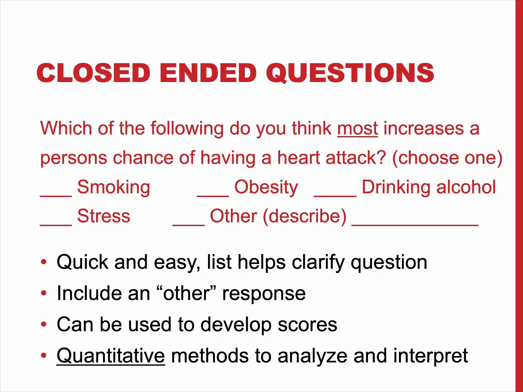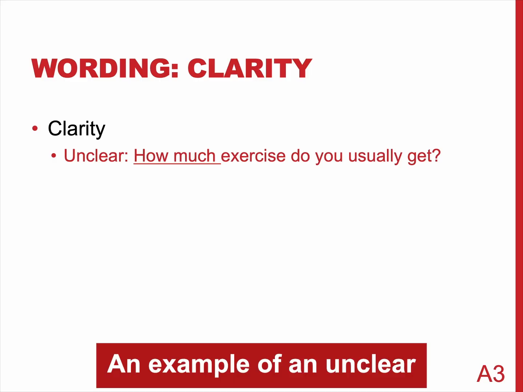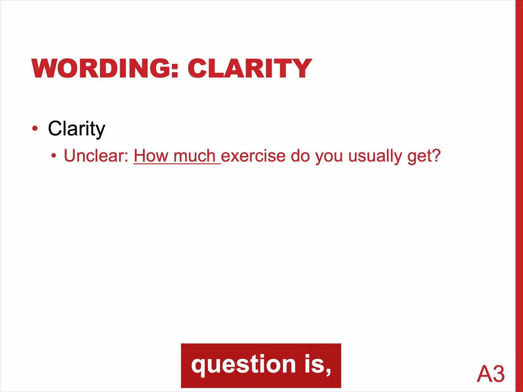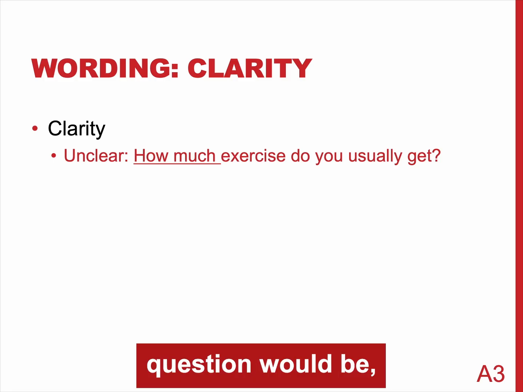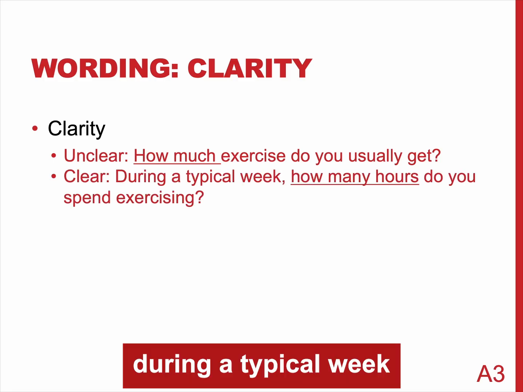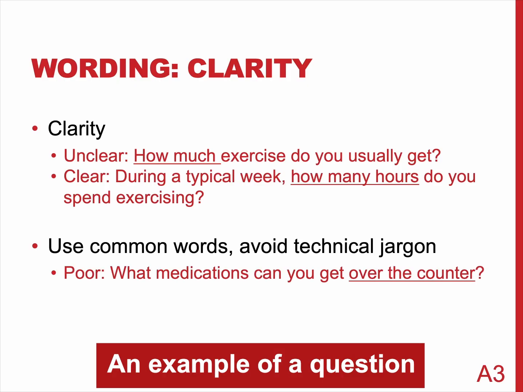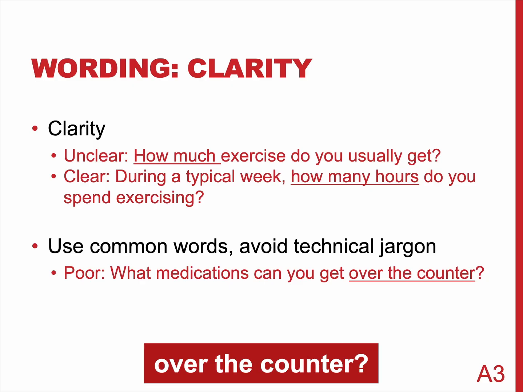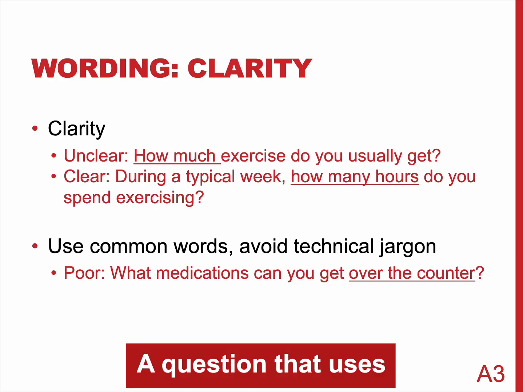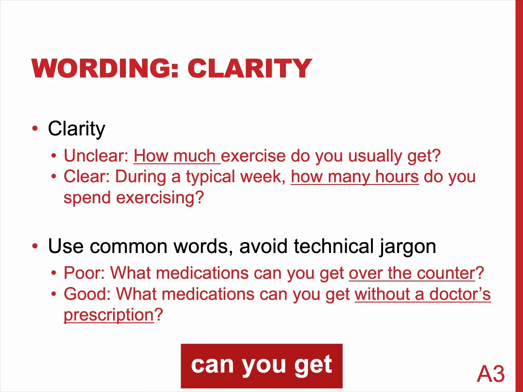Describe. Questions should be clear and avoid technical jargon. An example of an unclear question is, how much exercise do you usually get? A clearer question would be, during a typical week, how many hours do you spend exercising? An example of a question that uses technical jargon is, what medications can you get over the counter? A question that uses more common language would be, what medications can you get without a doctor's prescription?